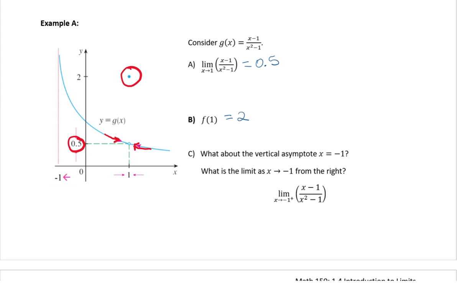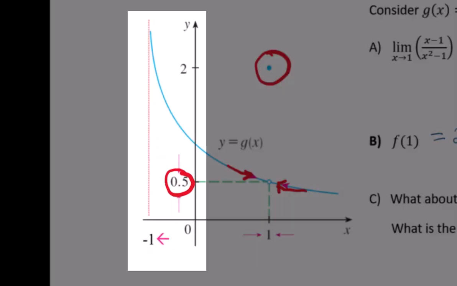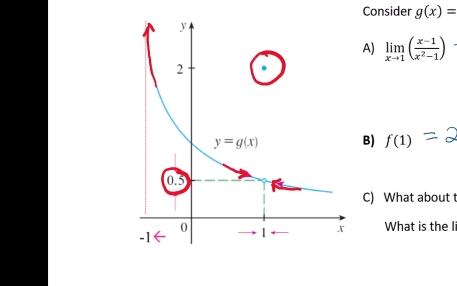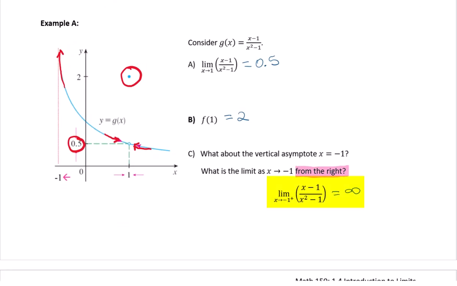Then question C asks, what about the vertical asymptote x equals -1? What is the limit as x approaches -1 from the right? As we are approaching x from the right, where is the function headed? It is going towards positive infinity. So even though this is not an actual value, it does give a sense of direction.